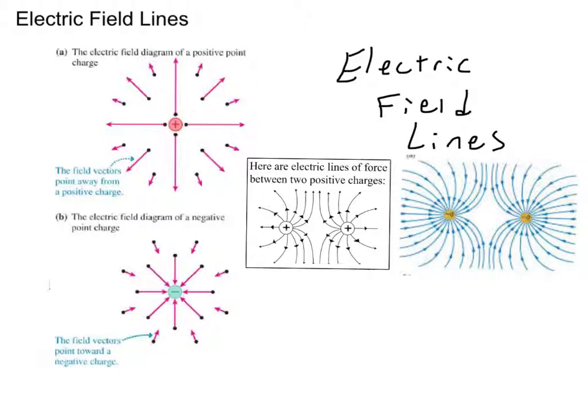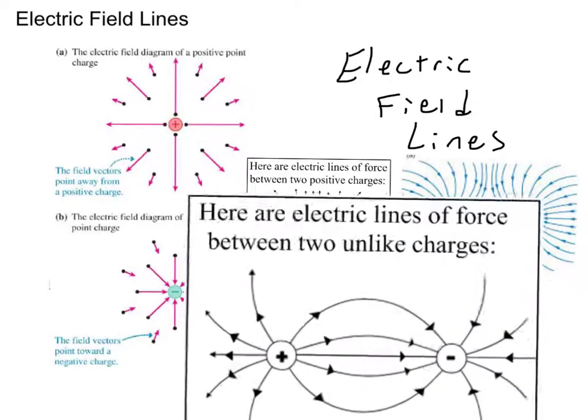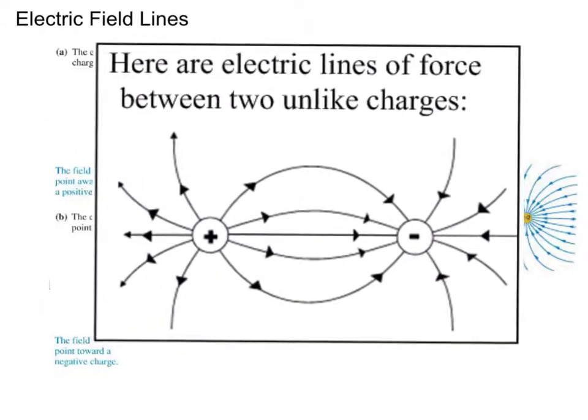And if we have two unlike charges, one positive and one negative, those electric field lines would look like this here, where those field lines are connected between the two, going away from the positive charge toward the negative charge. In this case, our electric field is going to be strongest between those two charges.